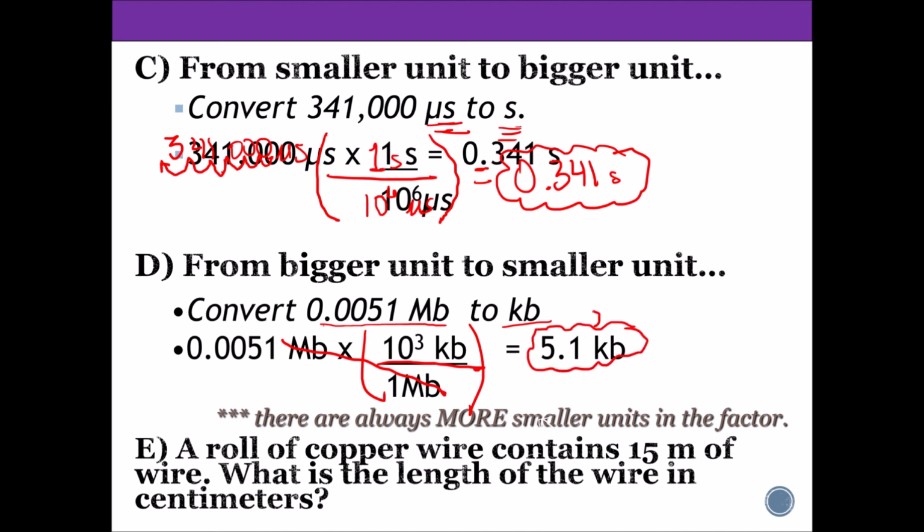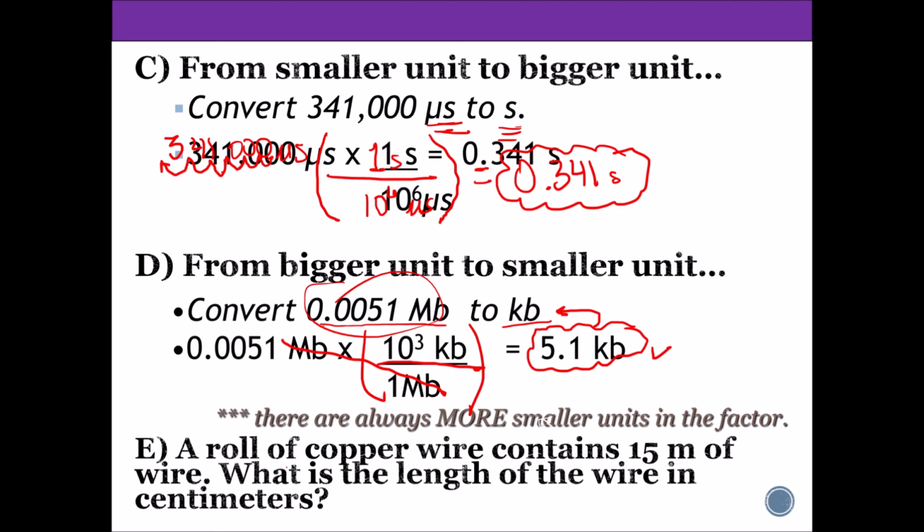It's always a good idea to check your work. Does this answer make sense? If we're converting from 0.0051 megabytes to kilobytes, and megabytes are bigger and kilo is smaller, we should have more kilobytes. So our answer should be bigger than what we started with. And it is. 5 is definitely bigger than 0.0051.